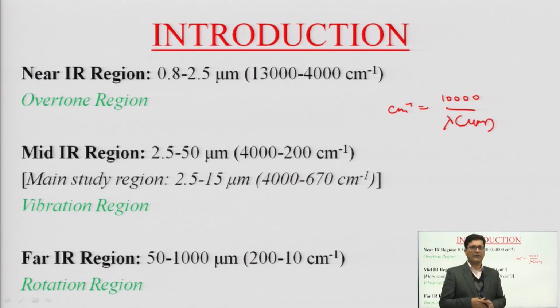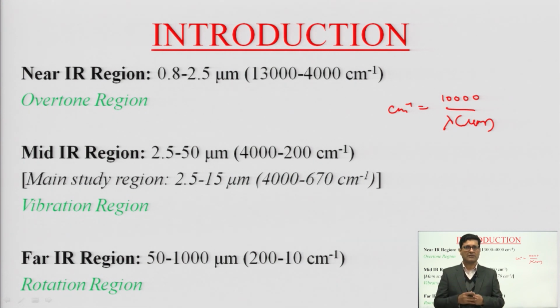Secondly, there is the far IR region, which is 50 to 1000 micrometer, and in wave number it is 200 to 10 centimeter inverse. This is the region where we generally observe rotational motions, and in the near IR region we generally observe the overtones or overtone bands.